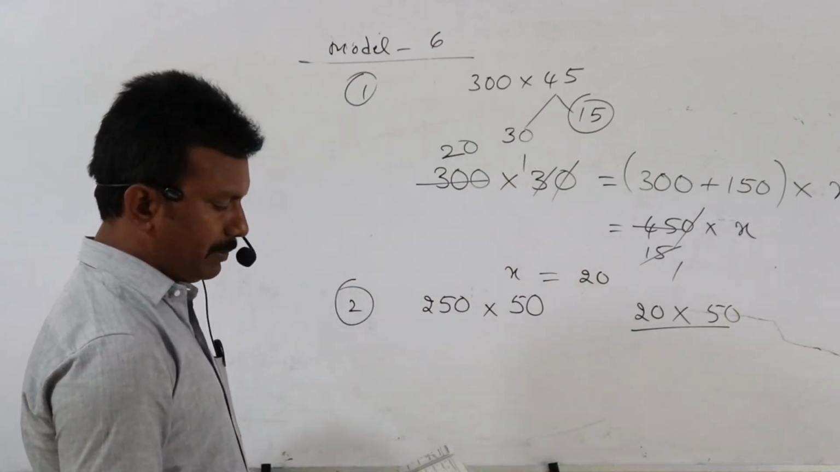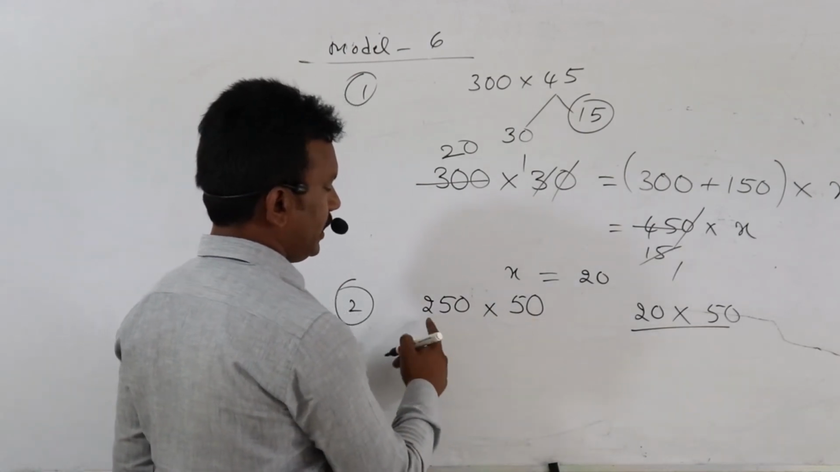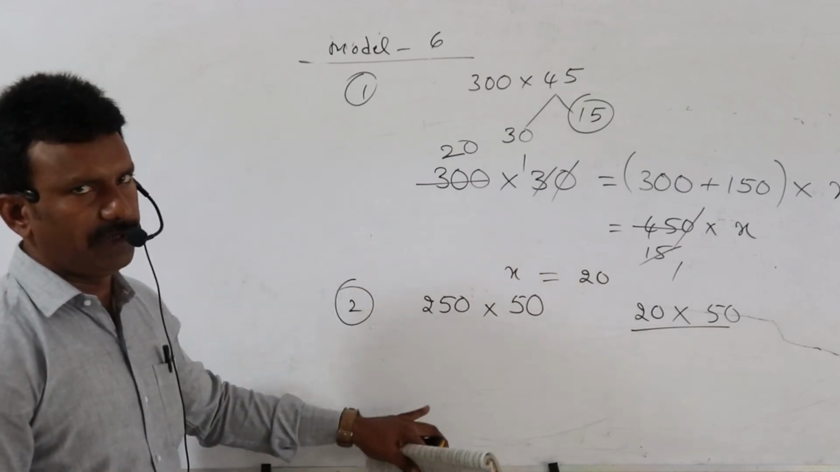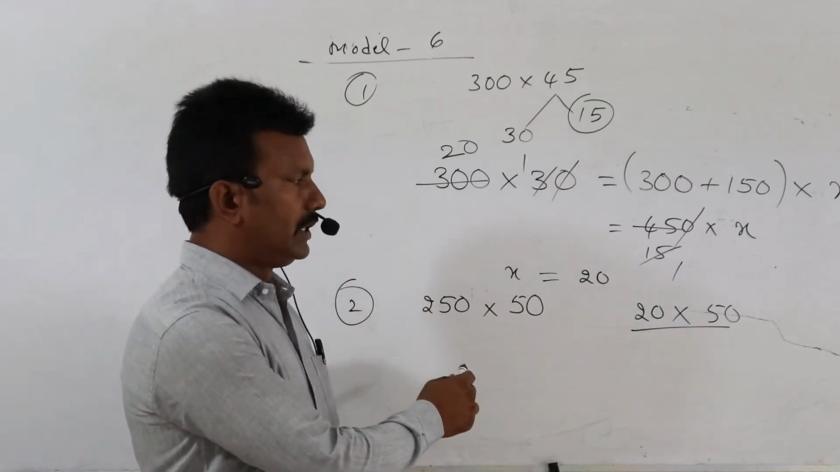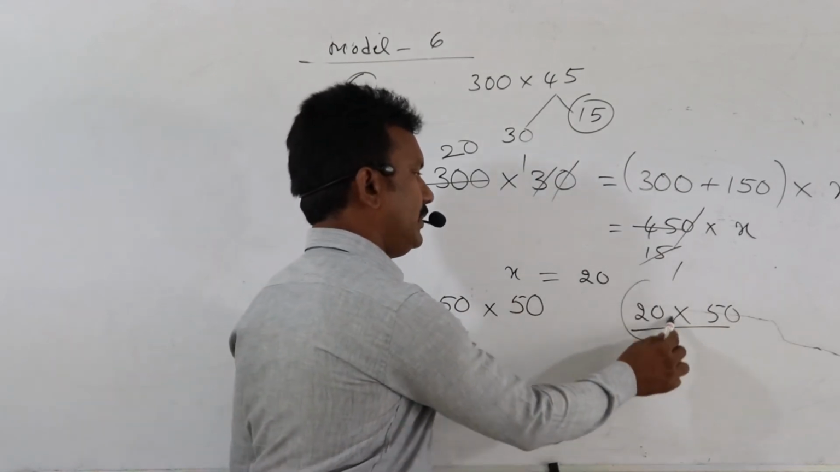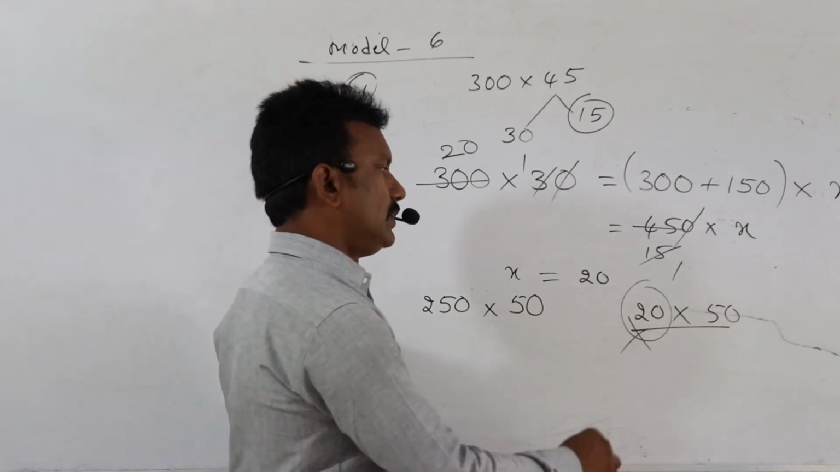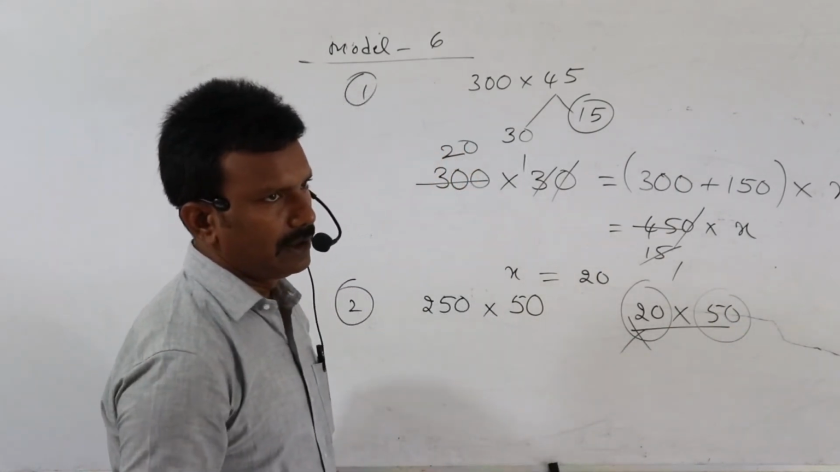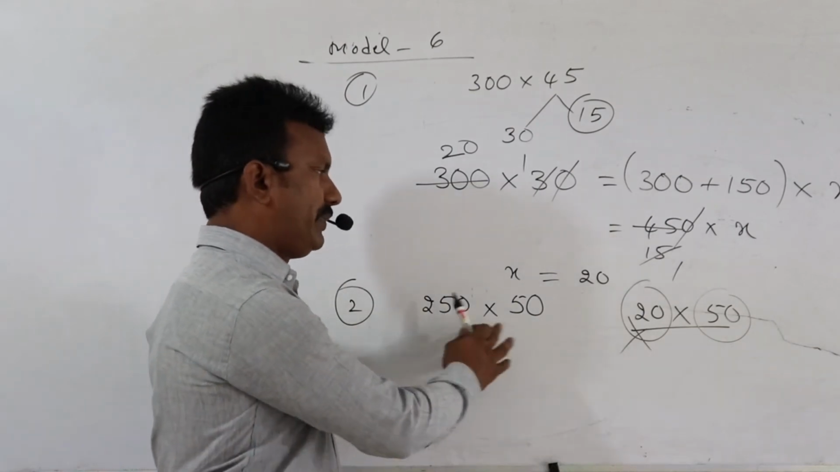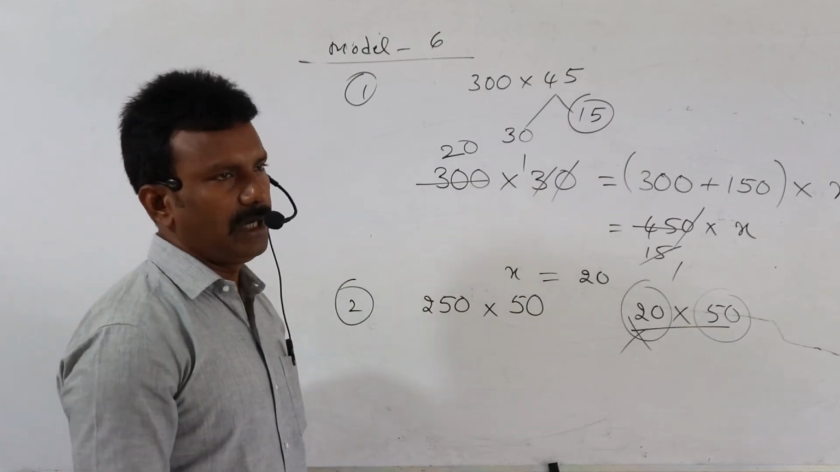Then how long will the provisions last now? Condition 1 is clear: for 250 students, there are 50 days of food. So after 20 days, they will enjoy 20 days. After that, 50 new members joined the hostel. Then 250 plus 50, 300 members, how long will the provisions last?